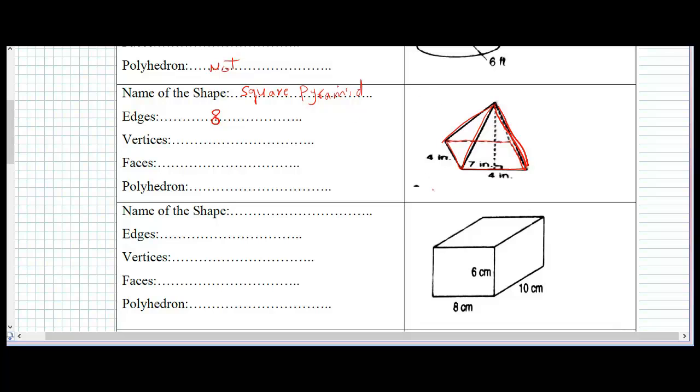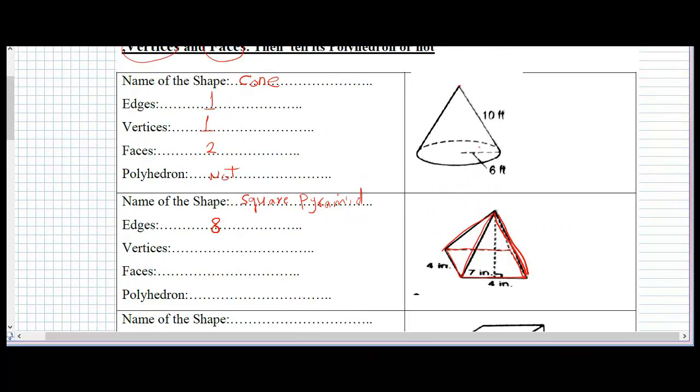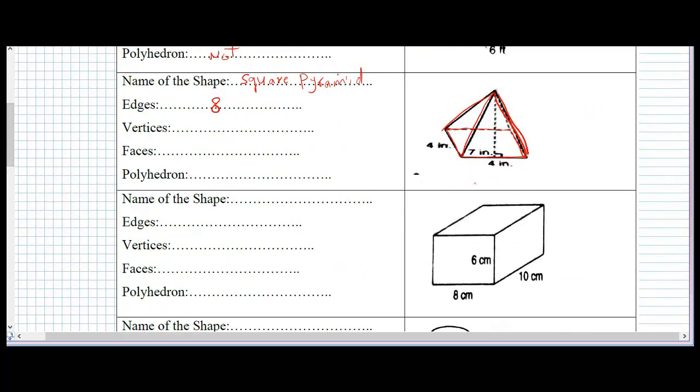Don't forget that if I have only one base and all the edges meet in one point, it's a pyramid or cone. How can we name the pyramid? We call it by the name of the base. The base here is a square, so it's a square pyramid. If the base is a rectangle, it's a rectangular pyramid. Whatever the base is, we call it by the base.